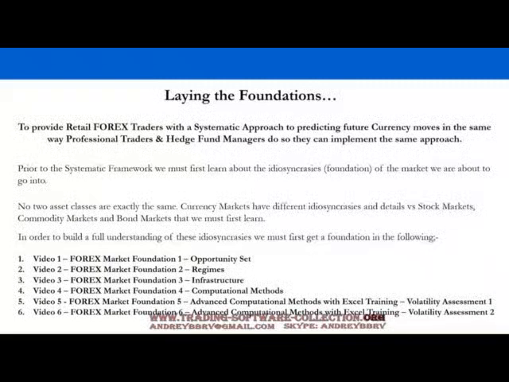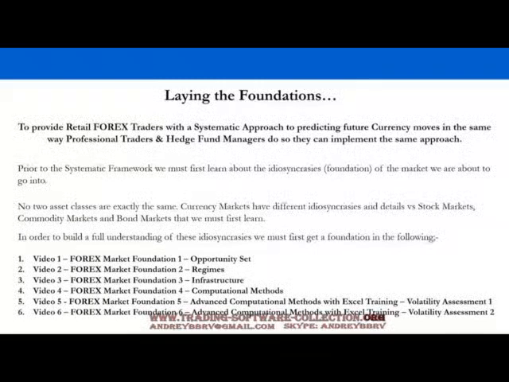So what we have to do is get all of this out of the way and make sure that everyone going through the video series as retail traders gets this foundation and understanding of the idiosyncrasies of Forex markets. So what we have to do is get a foundation in the following areas.